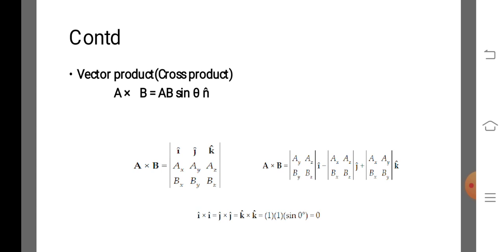So I wrote here a cross b equal to the modulus of ay, az, by, bz into i vector. For the multiplication of i vector, you can leave that i vector row and i vector column. The other four values can be multiplied across those diagonals.